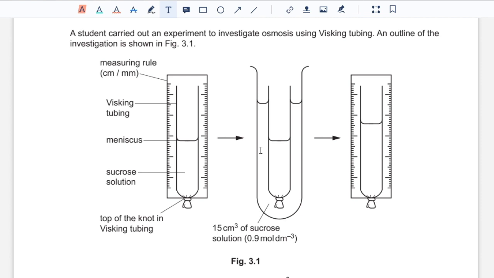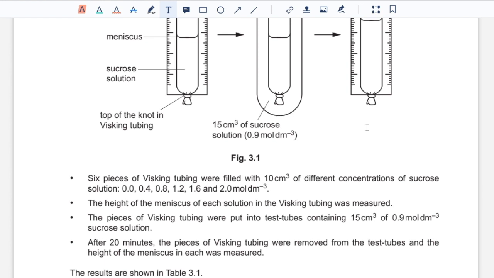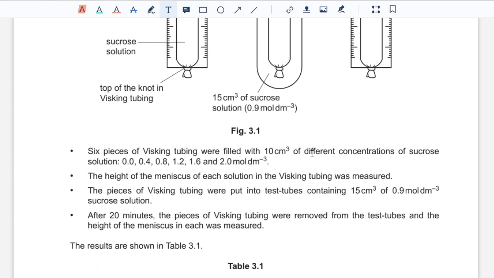And then that Visking tubing is placed in 15 cm³ of sucrose solution whose concentration is 0.9 mol per dm³, and then the meniscus level is measured again. 6 pieces of Visking tubing were filled with 10 cm³ of different concentrations of sucrose solution: 0, 0.4, 0.8, 1.2, 1.6 and 2 mol per dm³. The height of the meniscus of each solution in the Visking tubing was measured.